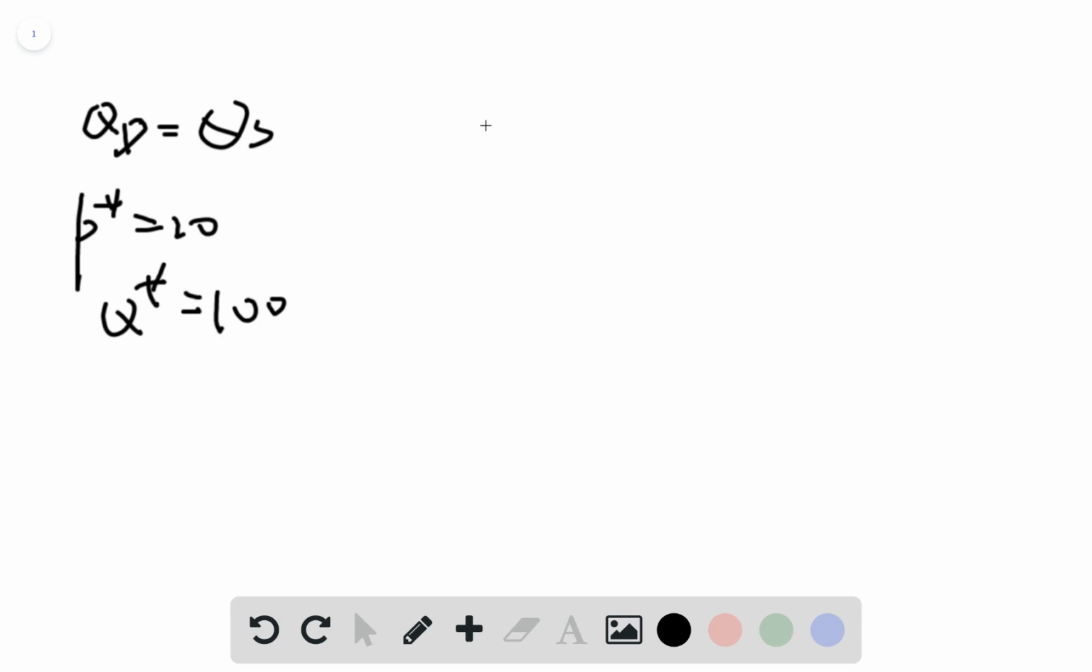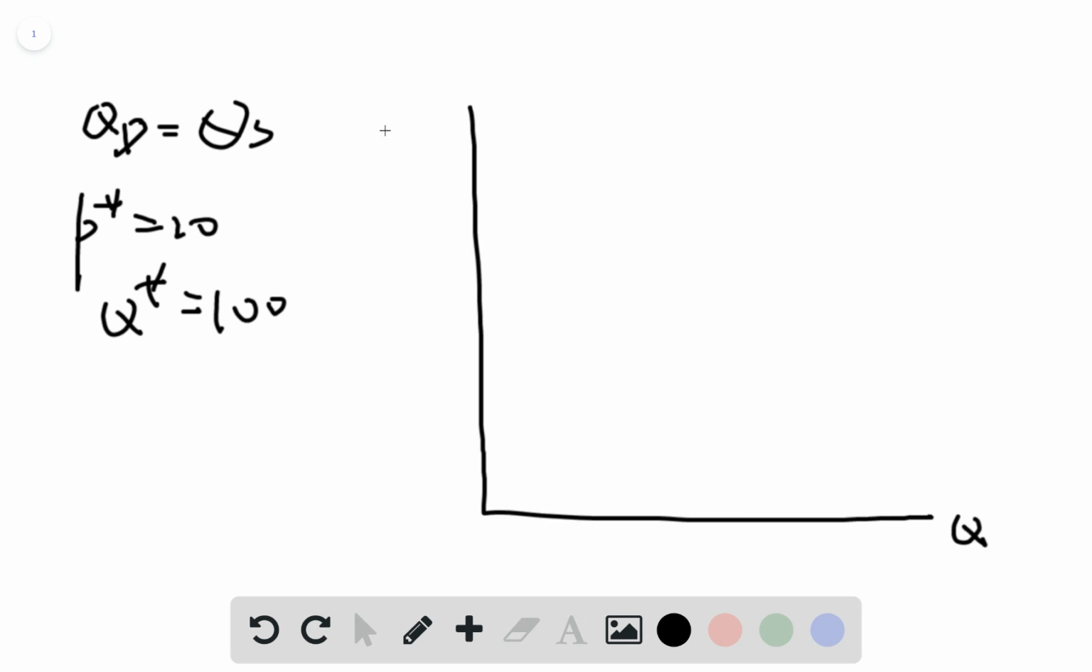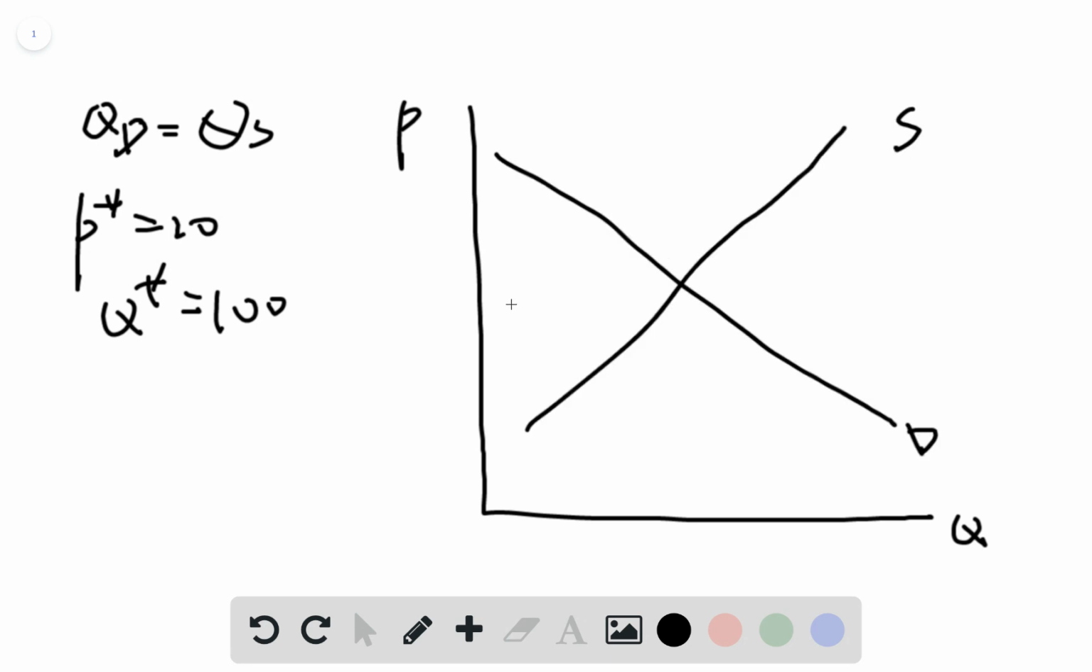Okay, so if we want to draw it on the graph, I simply draw a rough graph of it. You can try to draw it more accurately. This is the demand curve, and this is the supply curve, and we have the price is 20 and the quantity is 100. That is the equilibrium price 20 and the equilibrium quantity 100.